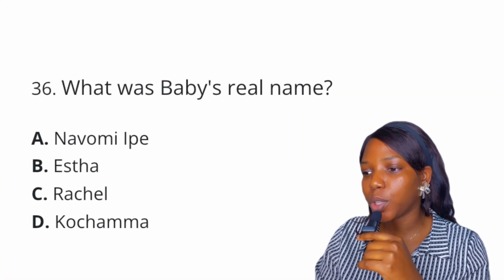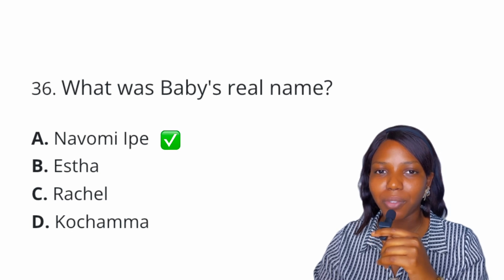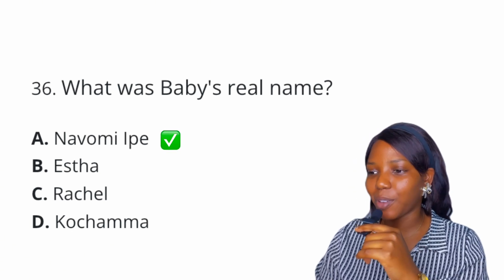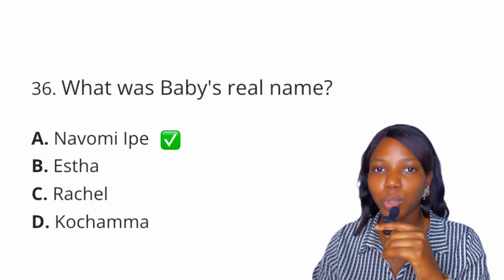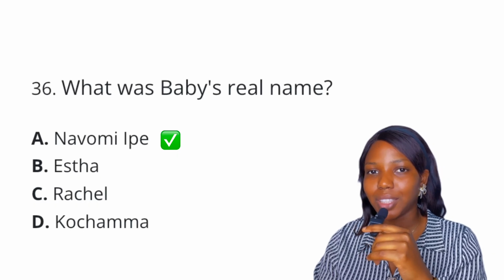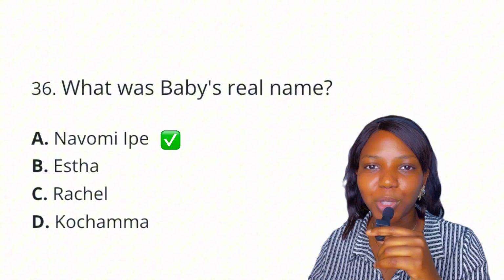Question 36. What was baby's real name? Option A is the final answer to this question, and we can find this in the last paragraph. Navomi Ikpe, if I'm pronouncing that well. Esther is Rachel's twin brother. Rachel is the protagonist. Kochama is the nickname, baby Kochama. So the final answer is option A.